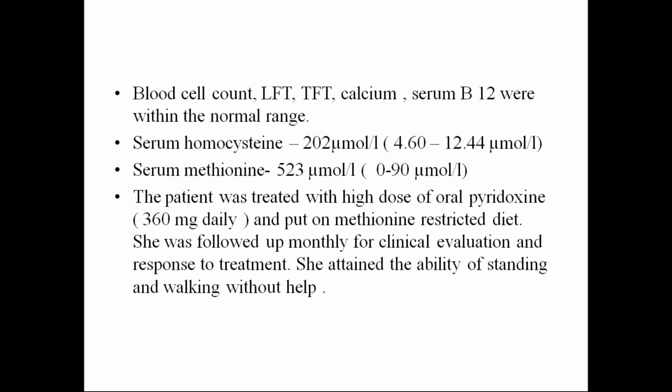So serum homocysteine level was measured and it came out as 202 micromole per liter. This is significantly high. The normal range is 4.6 to 12.44 micromole per liter. So this is significantly higher. And serum methionine level is also high, 523 micromole per liter. Okay, the normal range is 0 to 90 micromole per liter.